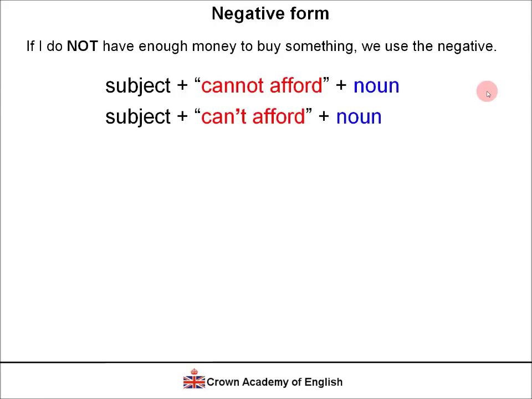Or often in spoken English we use the contracted form. Subject followed by can't afford, followed by the noun phrase. So here we have used an apostrophe. So both of these are exactly the same. This is more common in spoken English. Okay?